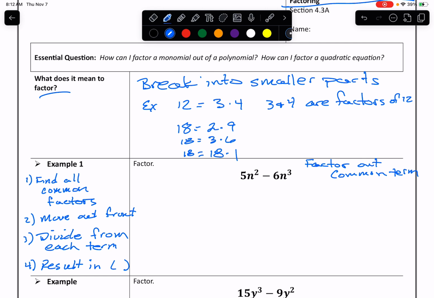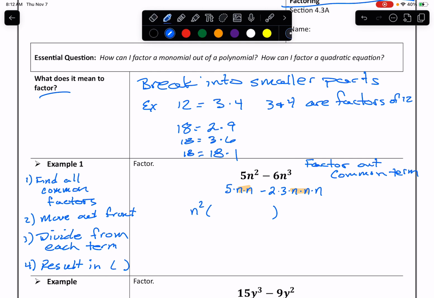Okay, so what I do is I have 5n squared minus 6n to the third. So 5n squared, I'm going to write it as 5 times n times n, minus 2 times 3 times n times n times n. Okay, and I look at what they have in common, and they both have 2 n's in common. I got 2 n's there, and I've got 2 n's there. Okay, so I move that out front. So I'm going to move n times n out front, and in parentheses I put what's left over. But I'm not going to write n times n. Okay, what I'm going to write is n squared.